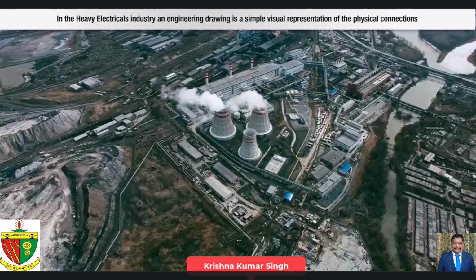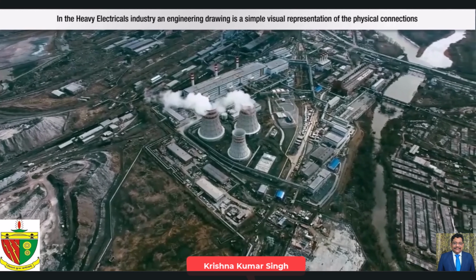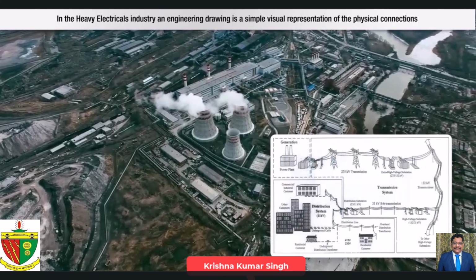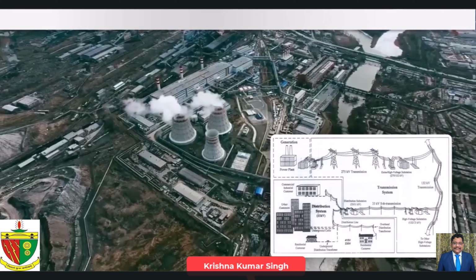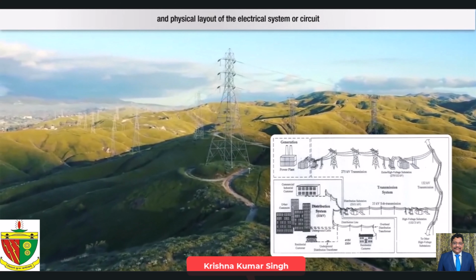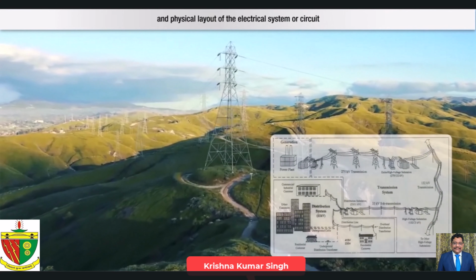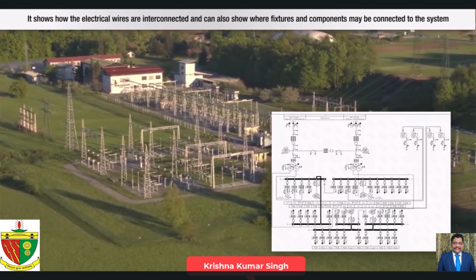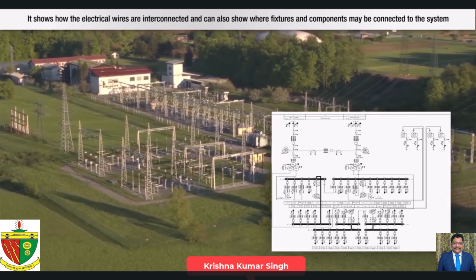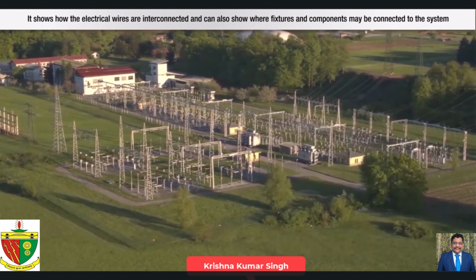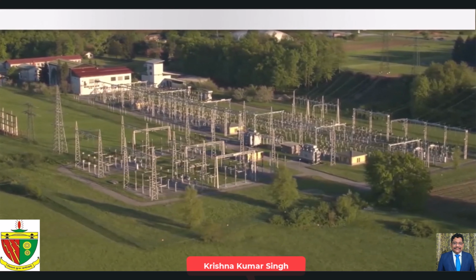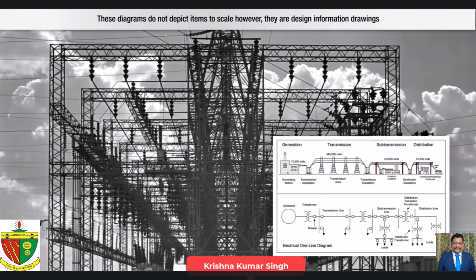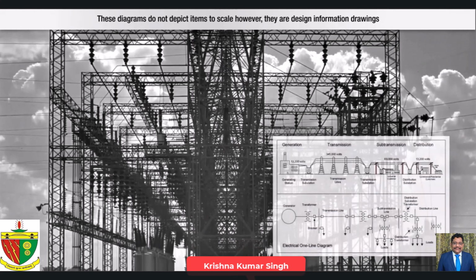In the heavy electricals industry, an engineering drawing is a simple visual representation of the physical connections and physical layout of the electrical system or circuit. It shows how the electrical wires are interconnected and can also show where fixtures and components may be connected to the system. These diagrams do not depict items to scale; however, they are design information drawings.